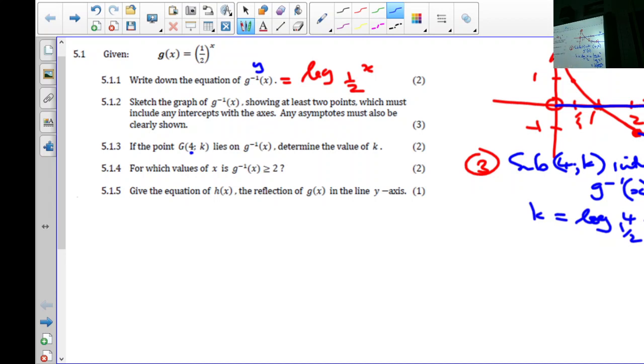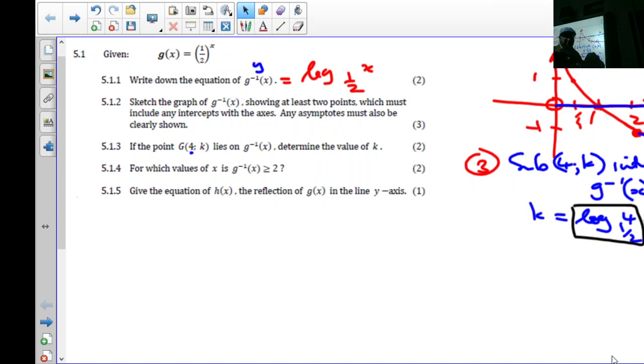Now say you didn't know that, and you're not familiar with the log law, then we just punch this into the calculator. Log 4 base half. Just get the calculator on the screen quickly.